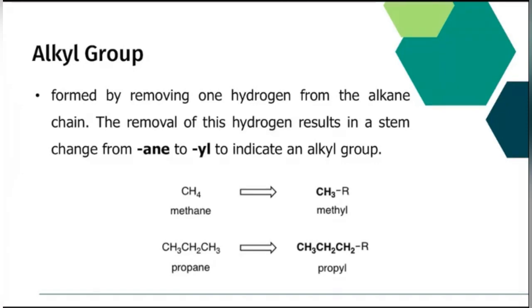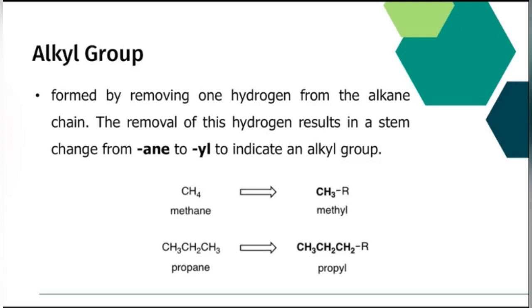So from methane, if we remove one hydrogen, we will have this structure, CH3. So CH3 is derived from methane. The name of this will be methyl. R will be the chain we will be attaching our alkyl group. So R is our main chain or parent chain. So we will be attaching the alkyl group.